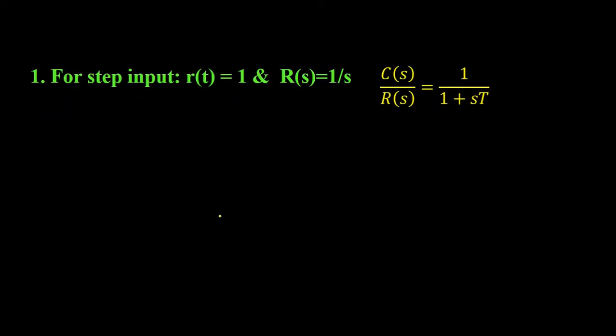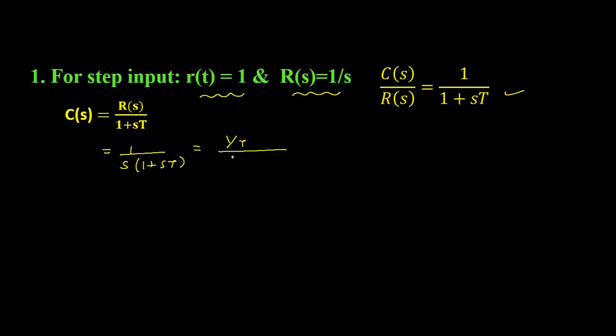Now we find out the time response of the first order control system when subjected to unit step input. So here for unit step input, r(t) is equal to 1 and Laplace transform of r(t) will be R(s), which is equal to 1 by s. We know that the transfer function of first order control system is equal to 1 upon 1 plus sT. So from this equation, C(s) will be equal to R(s) divided by 1 plus sT. R(s) is equal to 1 by s, so this will be equal to 1 upon s into 1 plus sT. When we take common T from the denominator, we will get C(s) is equal to 1 by T whole divided by s into s plus 1 upon T.